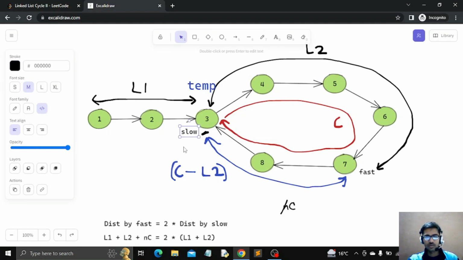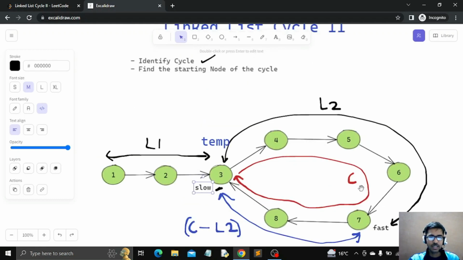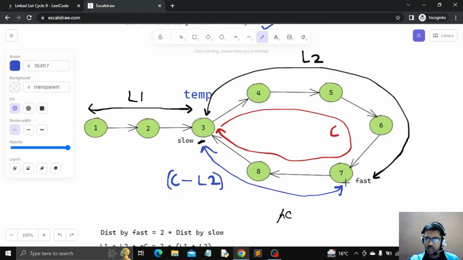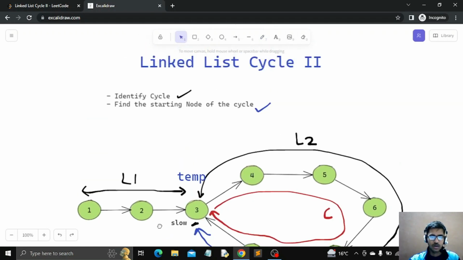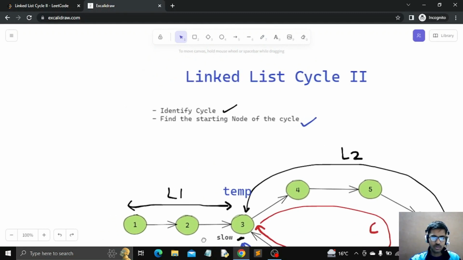Okay, so this is how we are going to find the starting node of our cycle. Once our fast pointer and slow pointer coincide at a particular node, we are going to take a temp pointer at the head of the linked list and move the temp pointer and slow pointer one step ahead, and the node where these two pointers meet, the slow pointer and temp pointer, that node is going to be the starting node of our cycle in the linked list. So this was the algorithm, and this algorithm is popularly known as Floyd's cycle detection algorithm.